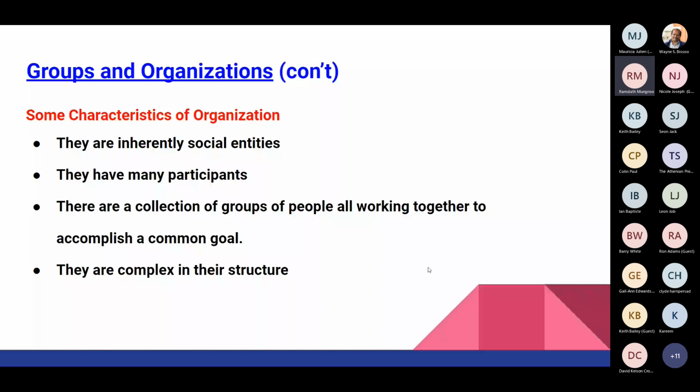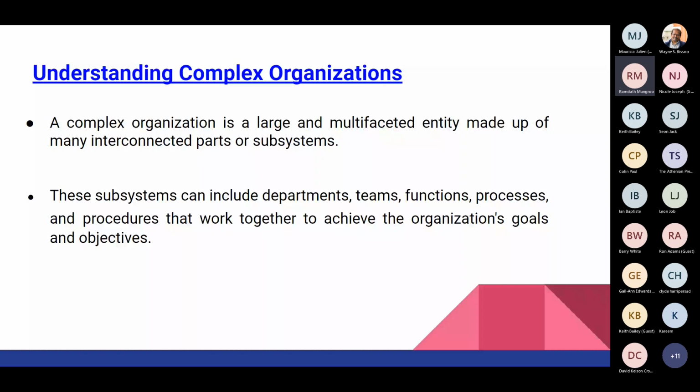So we also have a collection of groups of people all working together to accomplish the same or common goal. And we see that within an organization. Even if there are groups within an organization, they work towards a mission or a common goal of the organization. And there is also a complex structure within an organization, which is a type of organization. So I'll move further to explain so we could have a better understanding of complex organization.